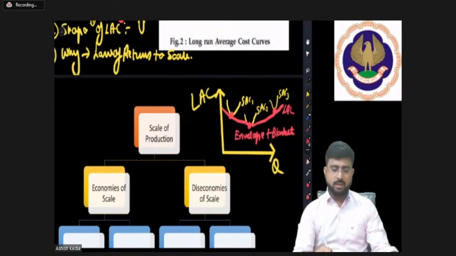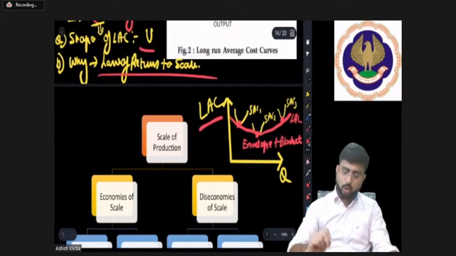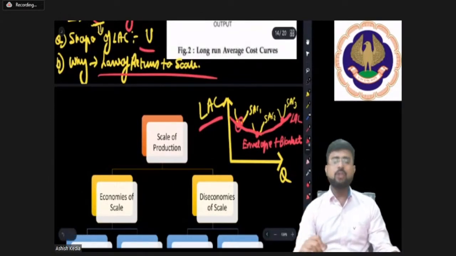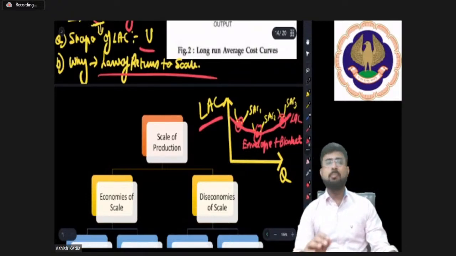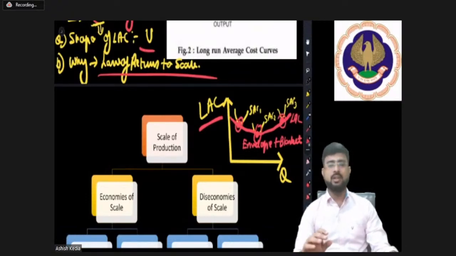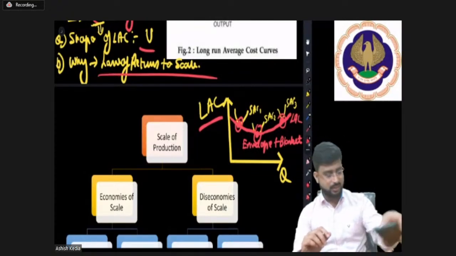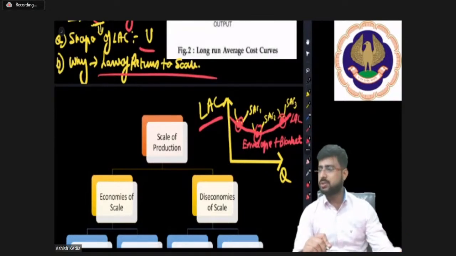So please remember that the long run average cost curve is U-shaped because of the law of returns to scale. It's also called an envelope curve because it is made up of a lot of points of short run average cost curves. My lovely friends, is it crystal clear? Yes or no? Yes sir, it is absolutely clear to us sir.